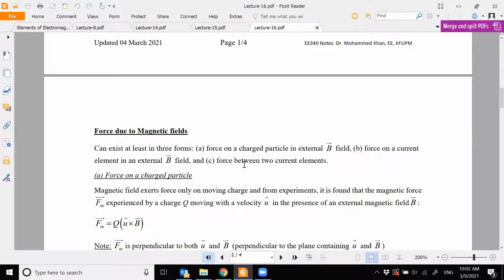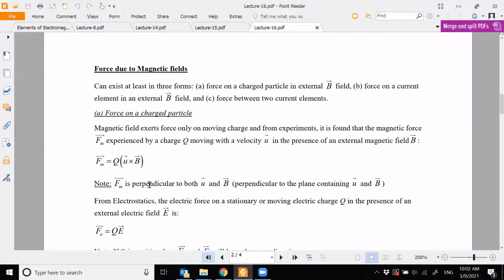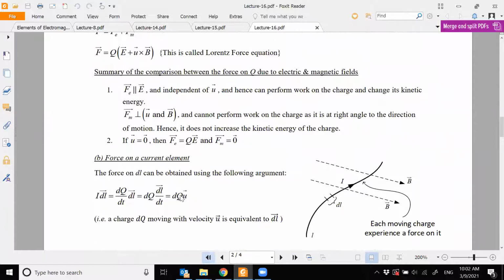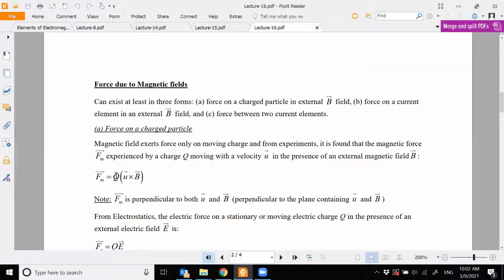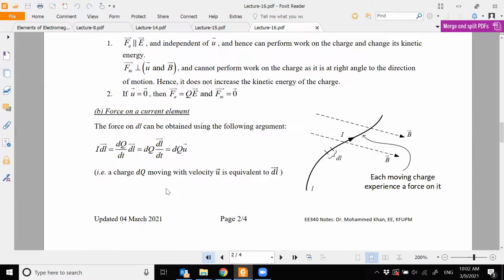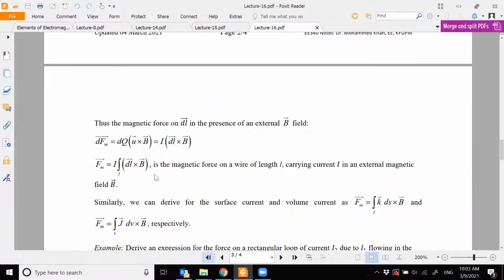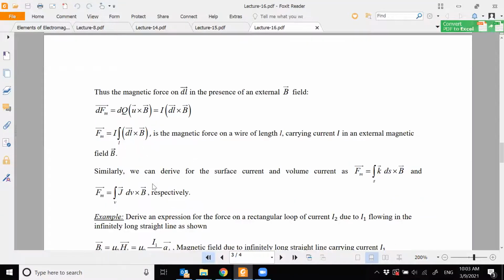We looked at how the magnetic force affects a charged particle in a magnetic field, moving with a velocity of u, which is Fm equals q times u cross B. And if you have a current element, we can argue that a charge dq moving with a velocity of u is nothing but I times dl, the current carried by the small elemental length dl. Then we can integrate and we get the expression for the force on a current carrying element under the influence of the external magnetic field.